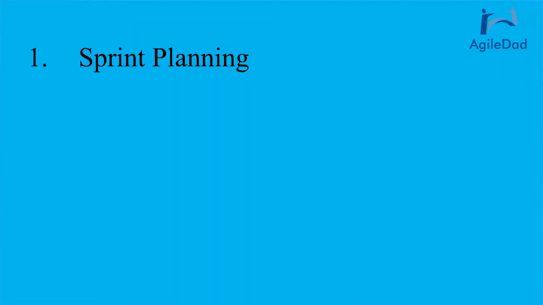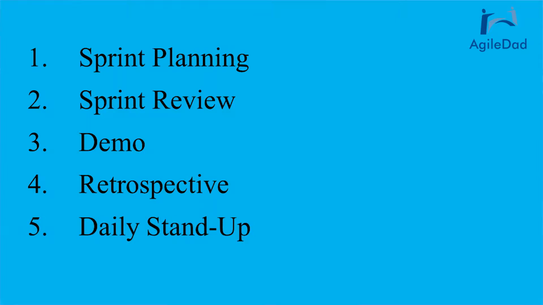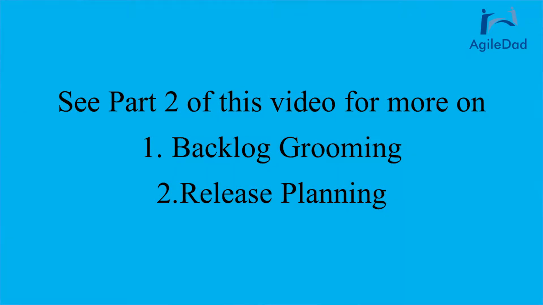Here's the 5. Sprint planning, the sprint review, the demo. We will then look at the retrospective, and we're going to round it out with looking at the daily stand-up or daily scrum. We will also take a further look at 2 other types of meetings that teams often find very effective when there's multiple sprints involved. Those are oftentimes backlog grooming or refinement, as well as release planning.